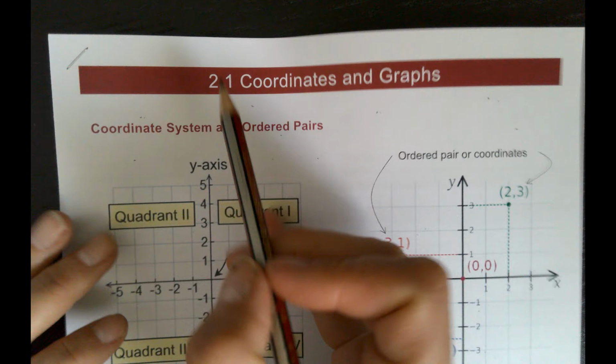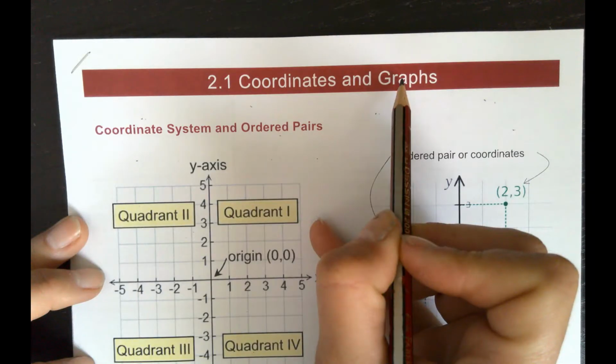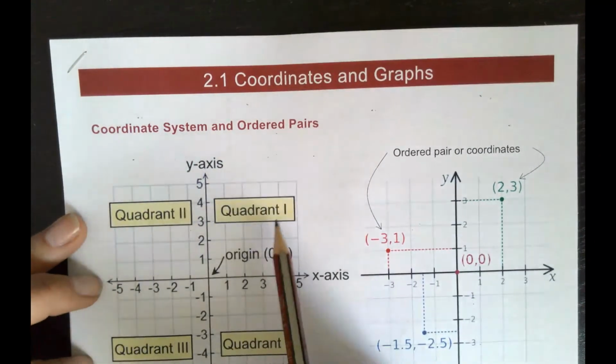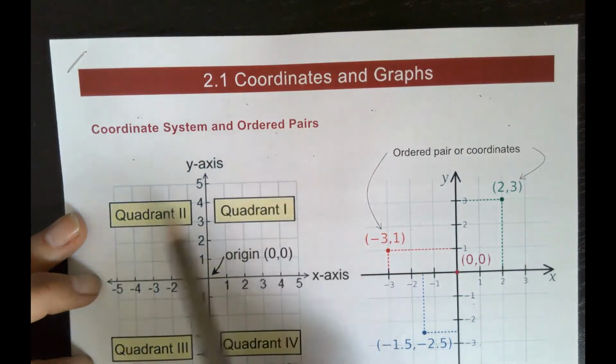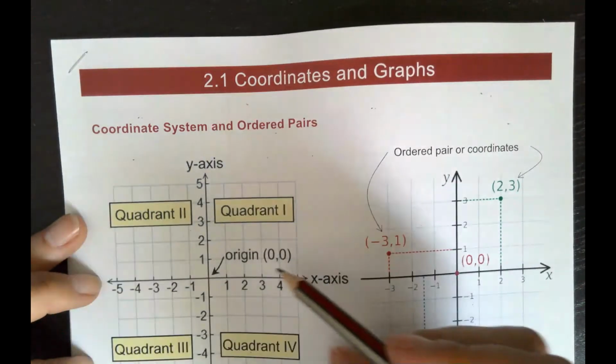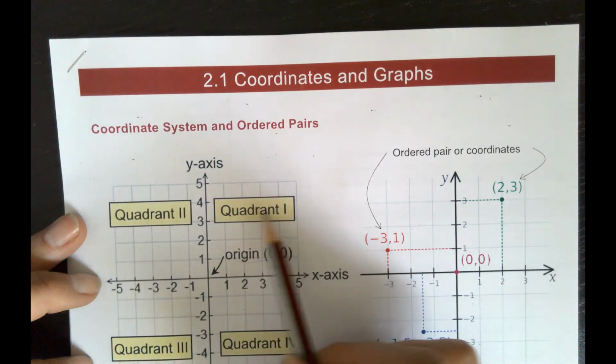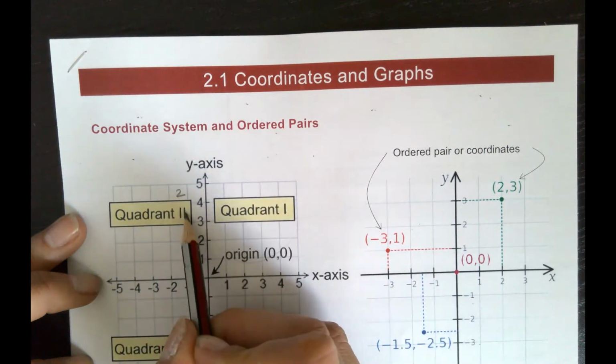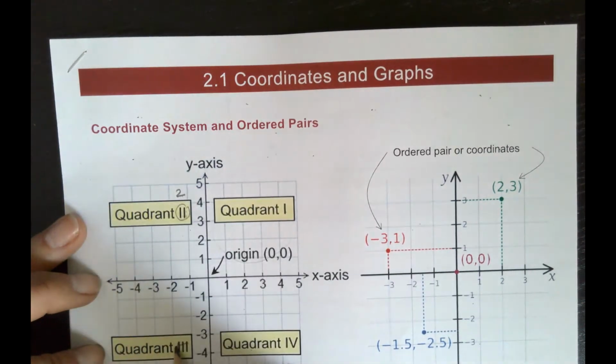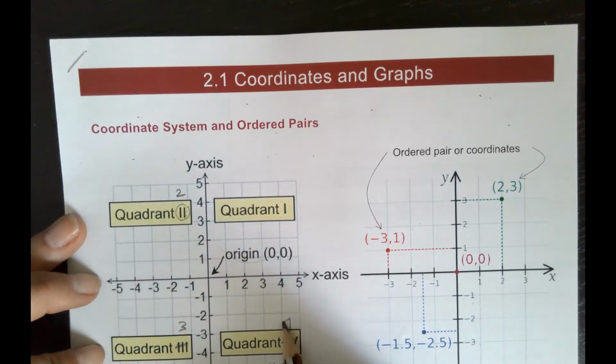Coordinates and graphs. So first we just need vocabulary. Here we have a coordinate system, and it's cut into 4 pieces. This piece is called quadrant 1. This is called quadrant 2. And this is just Roman numeral 2. This is quadrant 3. And this is quadrant 4.